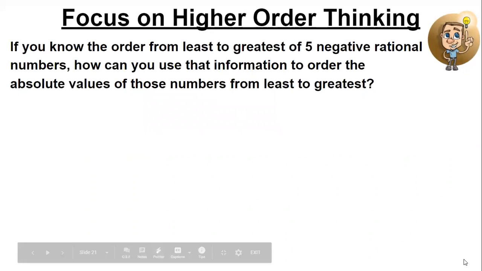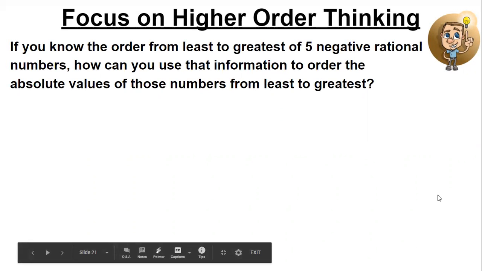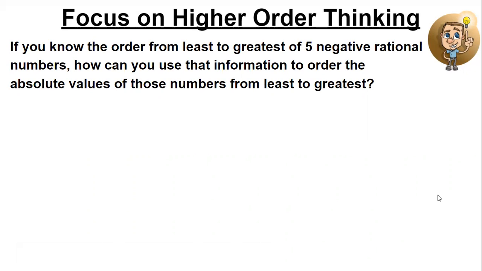Welcome back. Now we're going to focus on some higher order thinking. If you know the order from least to greatest of 5 negative rational numbers, how can you use that information to order the absolute values of those numbers from least to greatest? Okay, we have 5 negative rational numbers. What do you know about numbers that are negative and then you take their absolute value? Right, their absolute value is positive always. So how is that going to work?